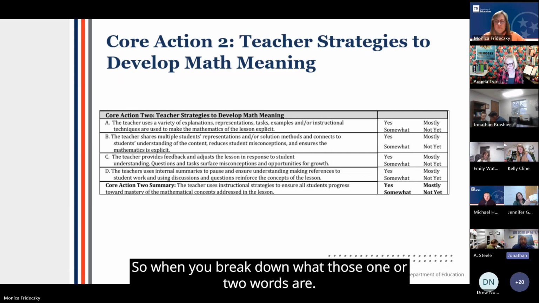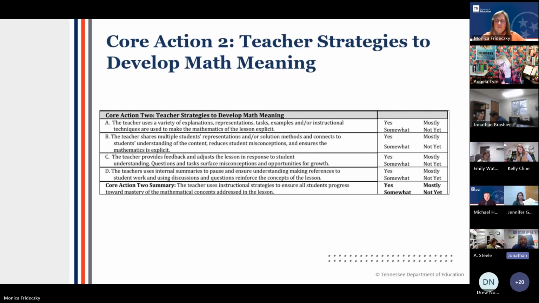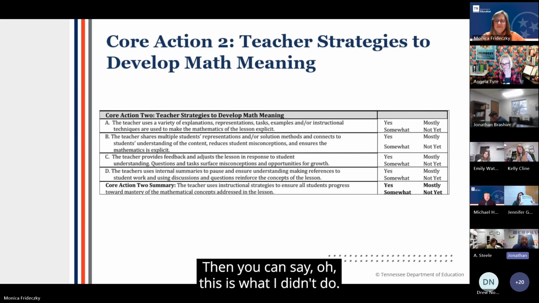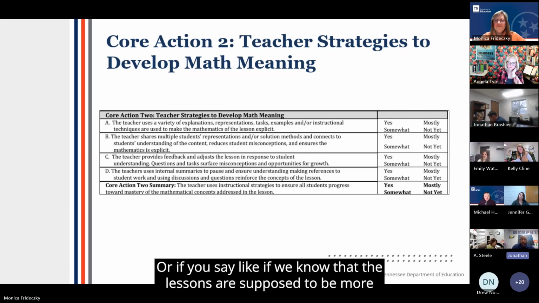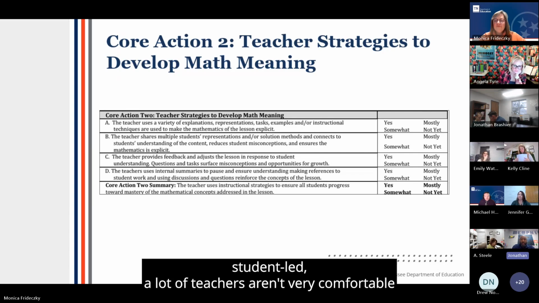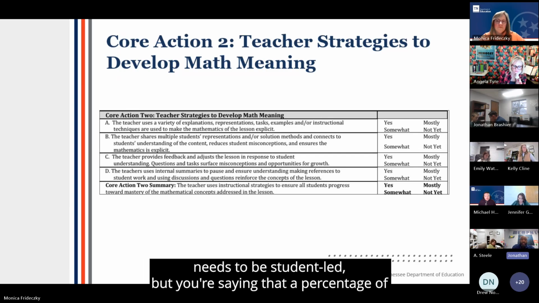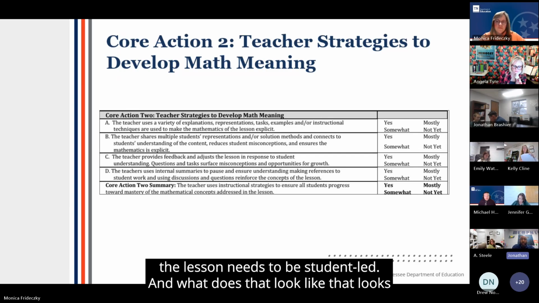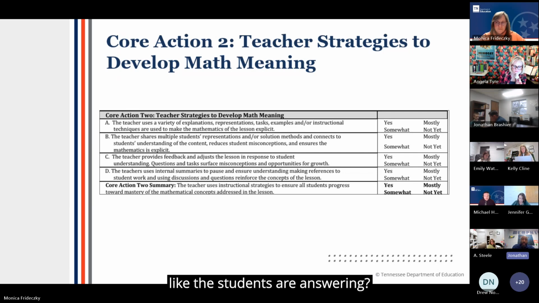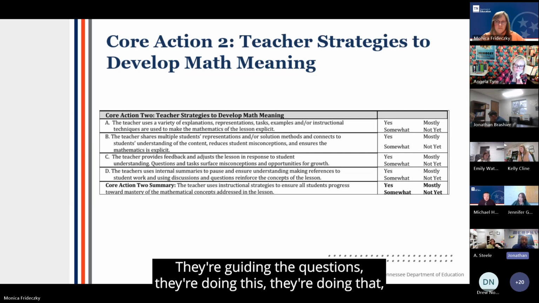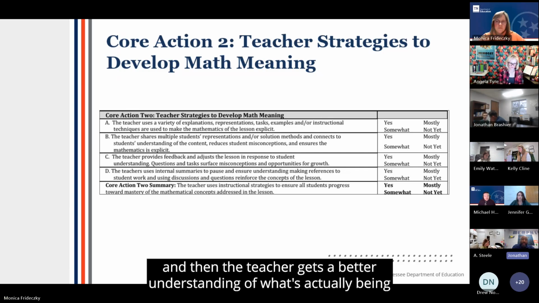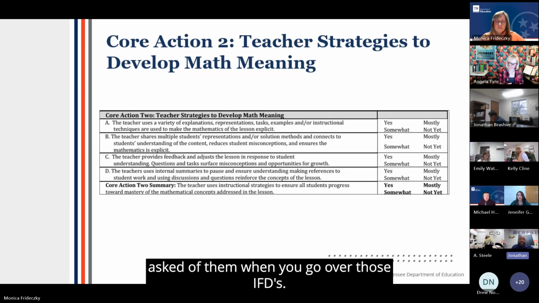So when you break down what those one or two words are, then you can see, oh, this is what I didn't do. If we know that the lessons are supposed to be more student led, and a lot of teachers aren't very comfortable with the student led part, you're not saying that the whole lesson needs to be student led, but that a percentage of the lesson needs to be student led. And what does that look like? That looks like the students are answering, they're guiding the questions, they're doing this, they're doing that. And then the teacher gets a better understanding of what's actually being asked of them when you go over those IFDs.